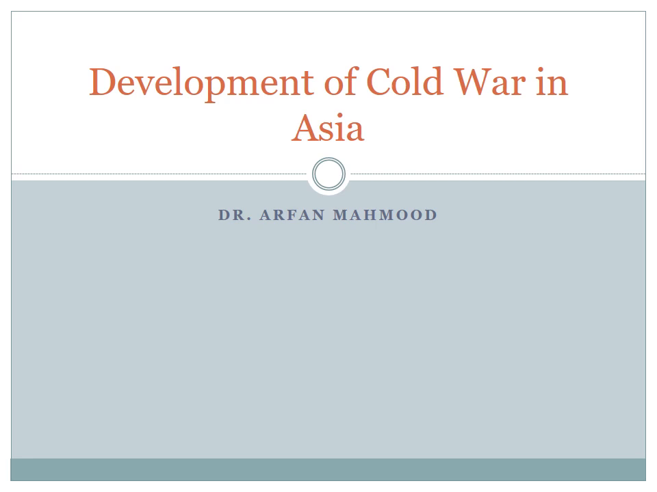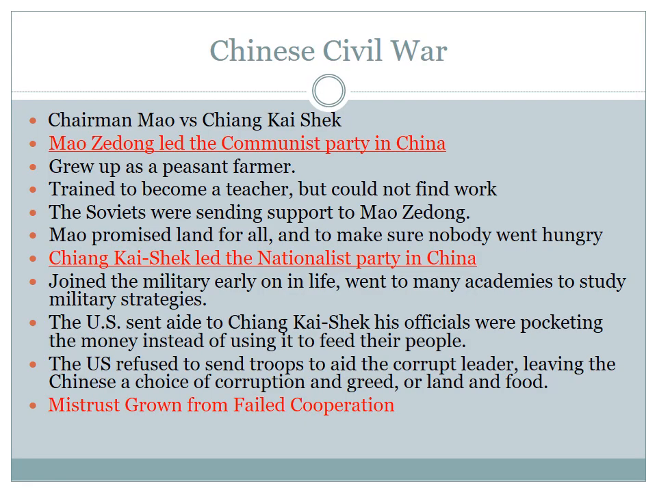For instance, the suspicions which arose from the failed cooperation between the two superpowers in the Chinese Civil War evolved into a cautious competition, a significant stage. We will briefly talk about the Chinese Civil War, and how it evolved the Cold War in Asia.